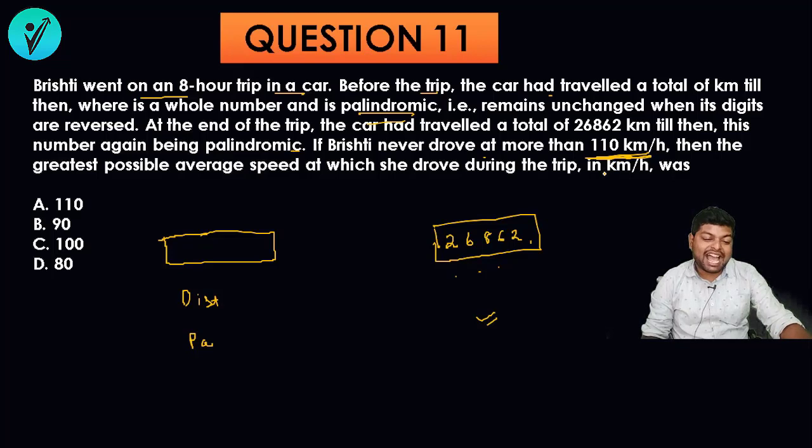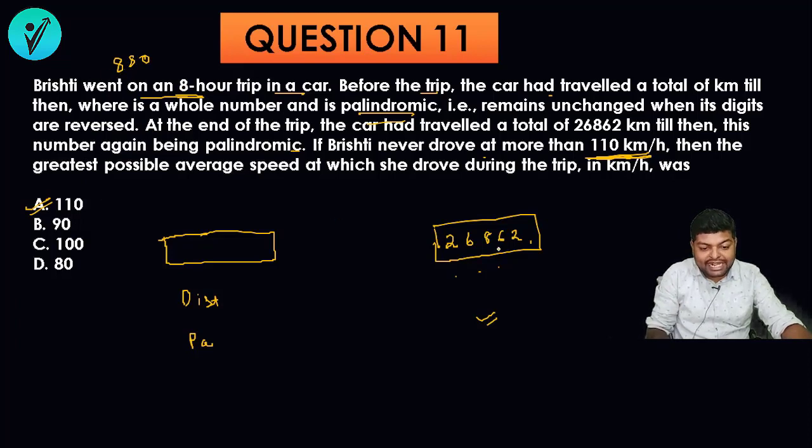Now see, I have options. This is a very easy question. So what is the maximum possible average speed? Going by options only, the total time duration is 8 hours. Let's suppose my average speed was 110 kilometers per hour. So in 8 hours, how much distance would I have traveled? 880.